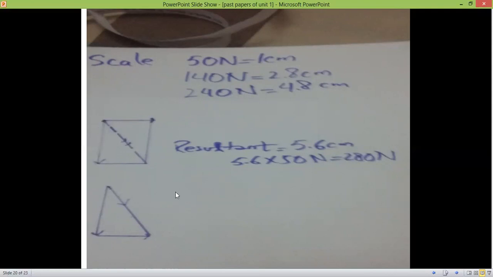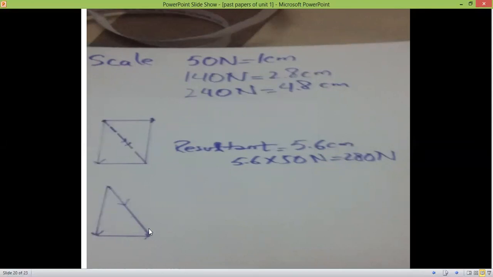How to find the resultant vector in case of head to tail rule method? First we need to draw the weight, and its value is 240 newton, and it is equivalent to 4.8 centimeters. So it is drawn in the downward direction.